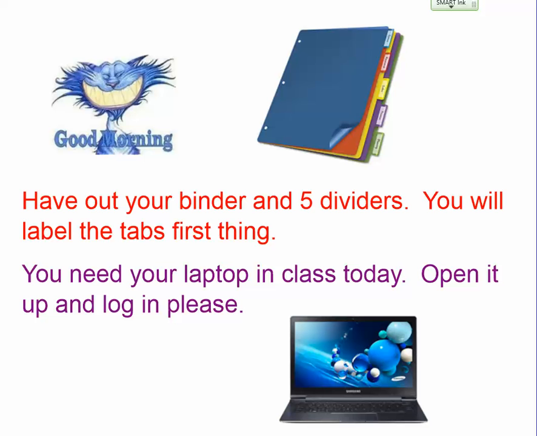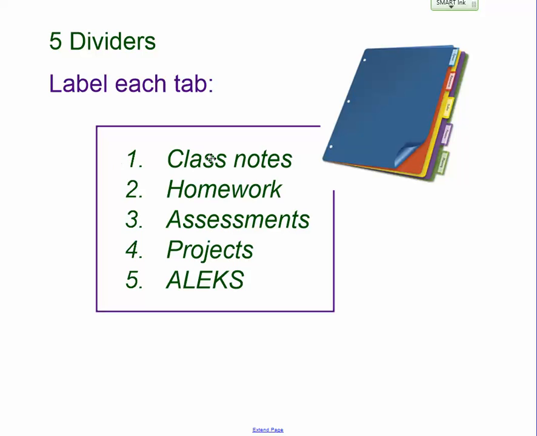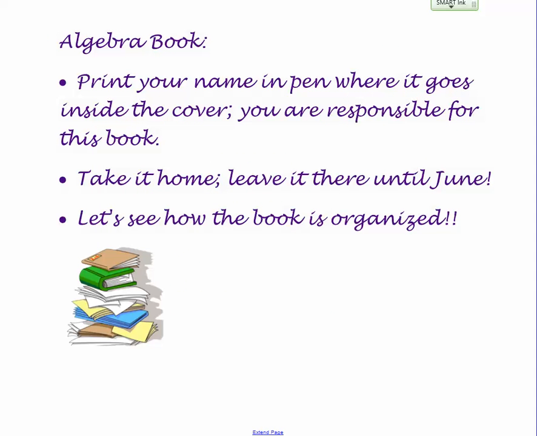We labeled our dividers. And remember the way that you get onto Moodle, go to the website, Academics Moodle, and I think you're all enrolled in the course now. And you labeled your dividers. The first one was class notes, and then homework, assessments, which will be quizzes in algebra and quizzes in ALEX, a section for your project work, and then the biggest section of all for your ALEX computational work and showing your work in ALEX. So those are all done. You're ready to go with that.